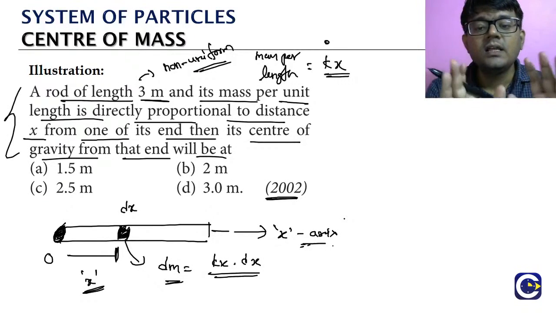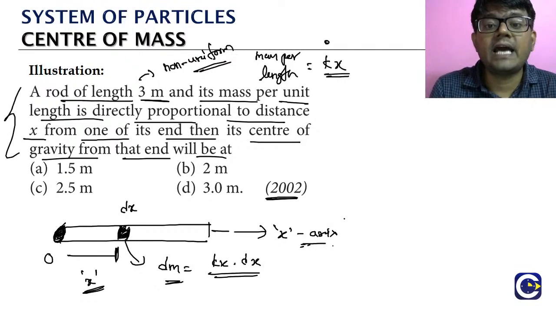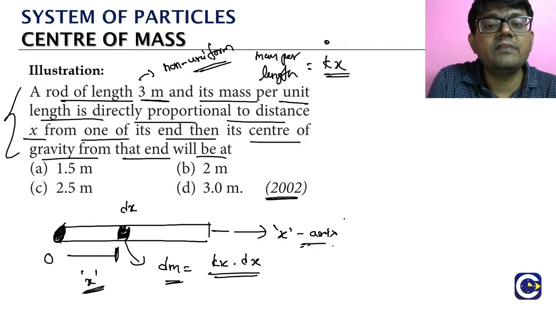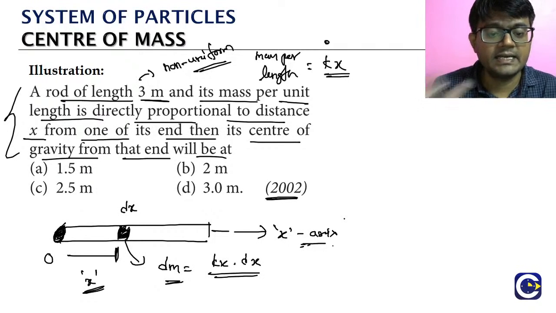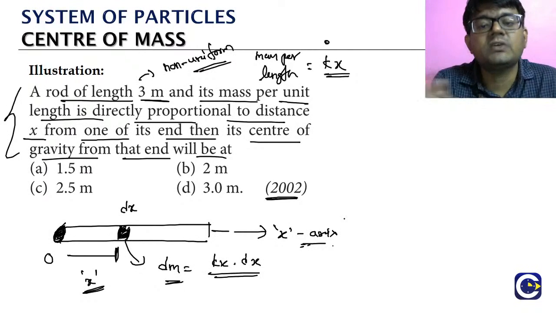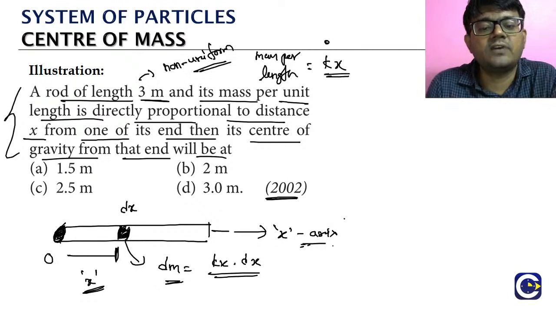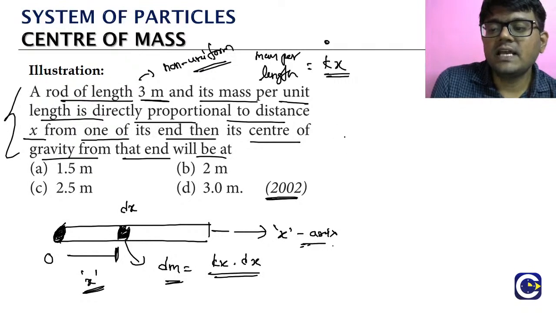They have not mentioned the gravitational field or acceleration due to gravity, so we assume that the acceleration due to gravity is constant. Then center of gravity and center of mass coincide. They ask for the center of gravity, but we can find the center of mass, because this is a region with uniform gravitational field, so both coincide.